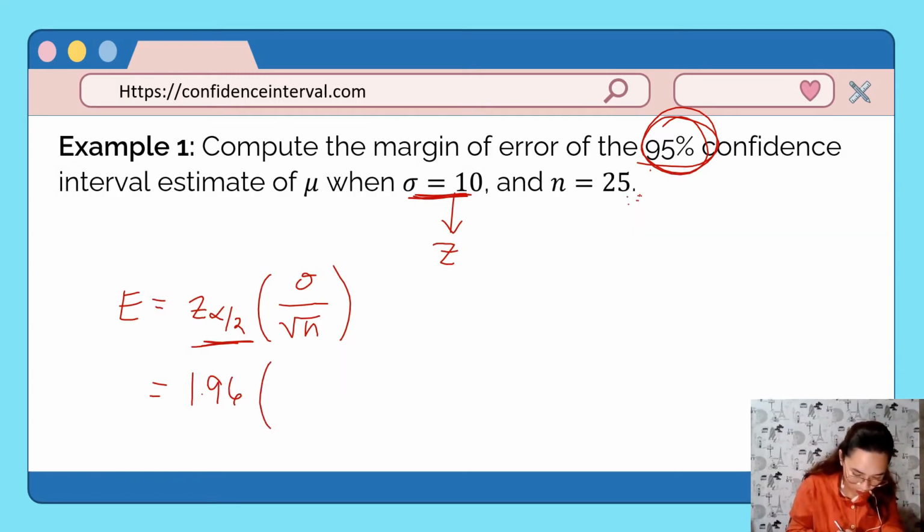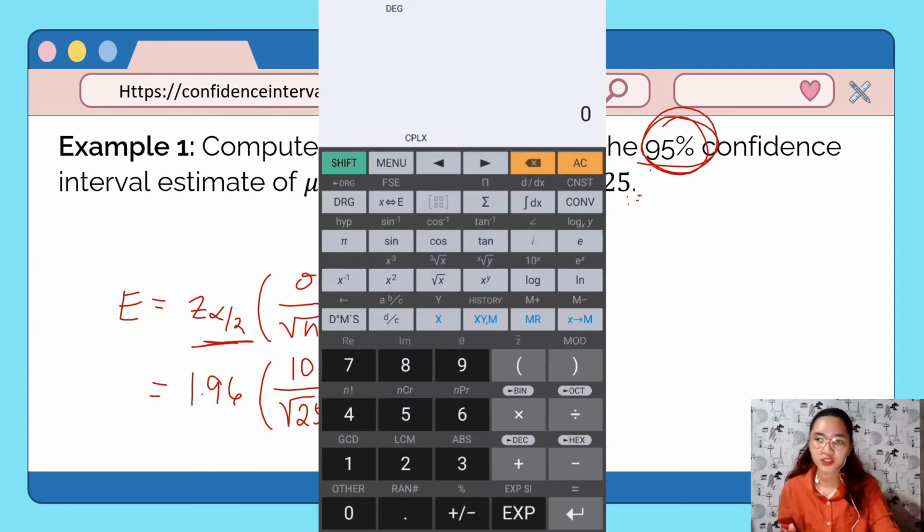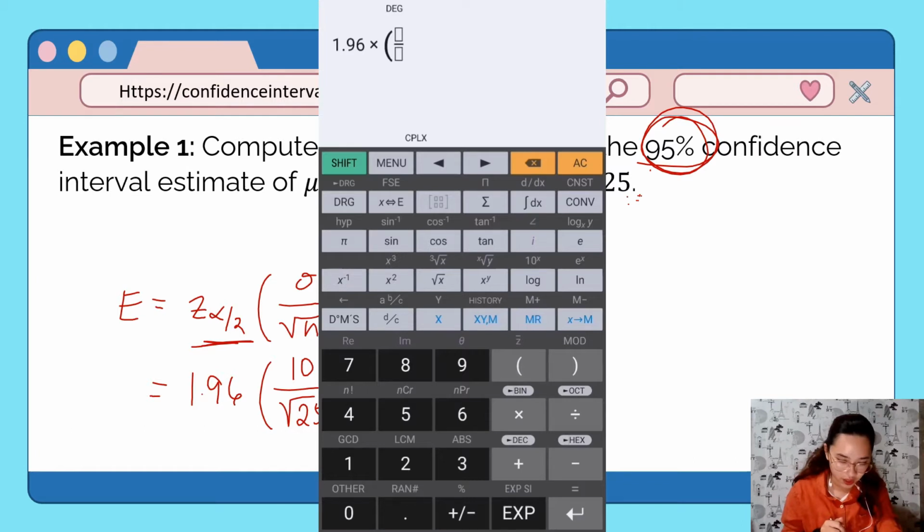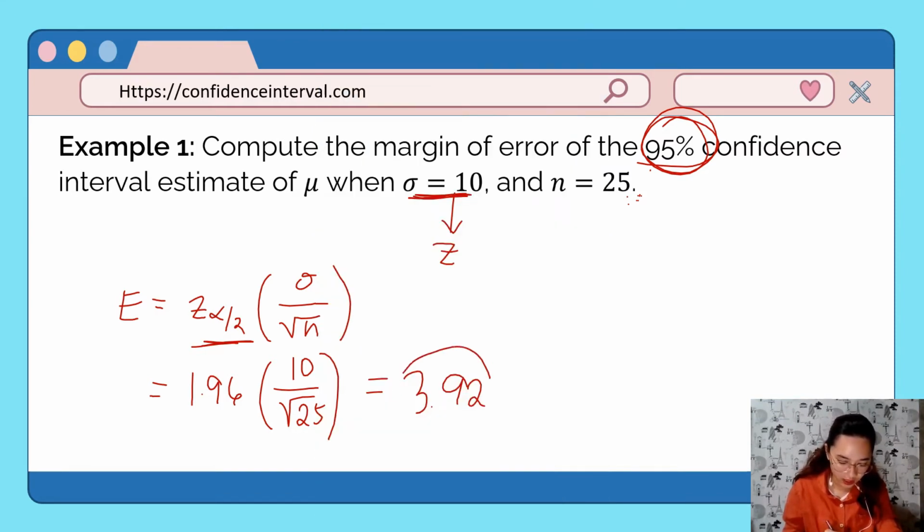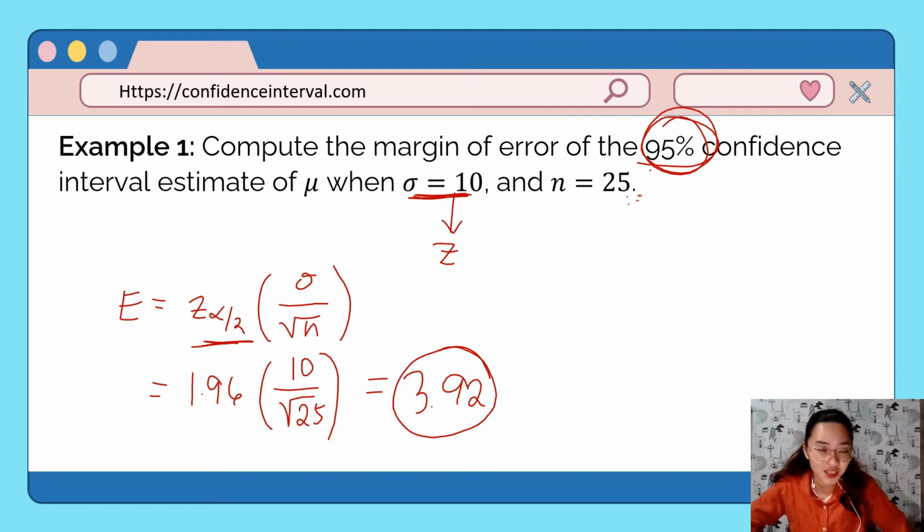Ayan po. So, i-multiply lang po natin. Substitute. Ayan, we have this. Okay? So, calculator nyo lang po yan idiretso. 1.96 times, open parenthesis po yan, fraction, 10 over square root of 25, close parenthesis, we have 3.92. So, bali, 3.92 is the margin of error of 95% confidence interval estimate of the population mean when the population standard deviation is 10 and n is 25.